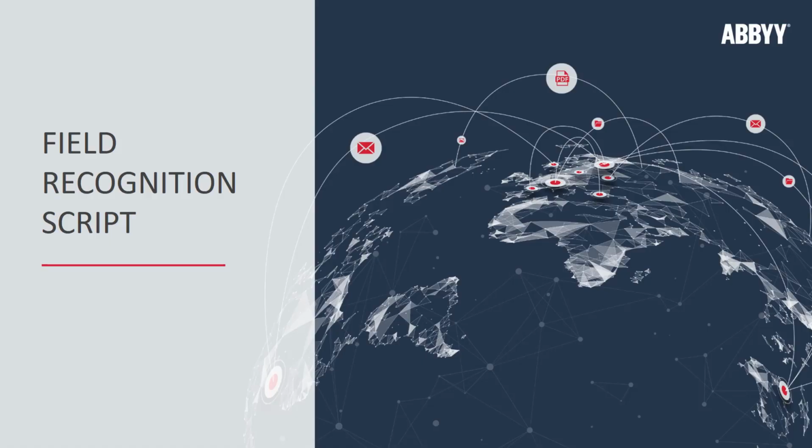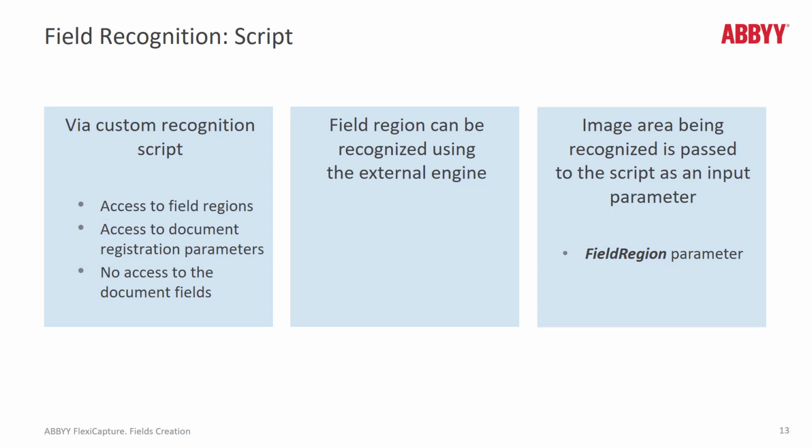Let's talk briefly about field recognition. With ABBYY FlexiCapture, we provide ABBYY's OCR engine and ABBYY's ICR engine for machine print and handprint data collection. But if you think you've got a better engine for a specific use case, we're open. We'll allow you to access that external OCR engine via script, and we just don't want to lock you out of that kind of choice.